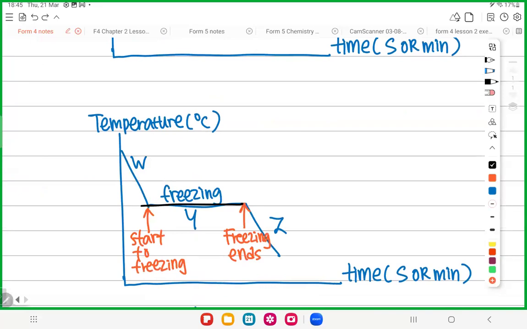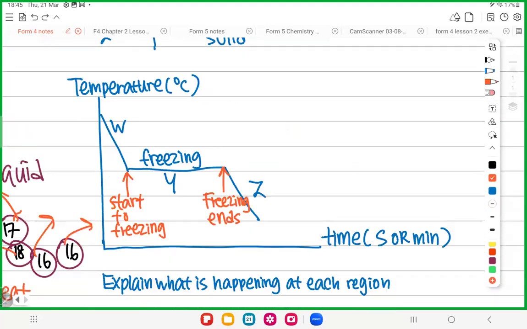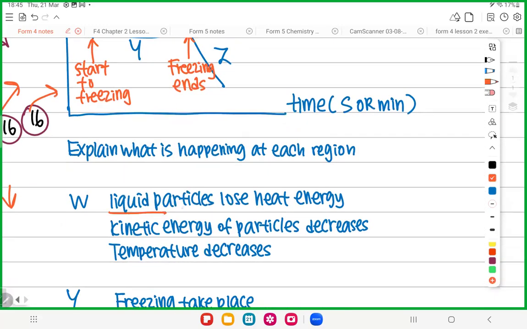If they ask you what is happening here, why is the temperature decreasing? This is your answer. The liquid particles lose heat energy. They throw away the heat, so their kinetic energy decreases. They have less and less energy because they throw away the energy. When the energy is lower, what happens to the temperature? The temperature also decreases, because temperature always follows kinetic energy, isn't it?